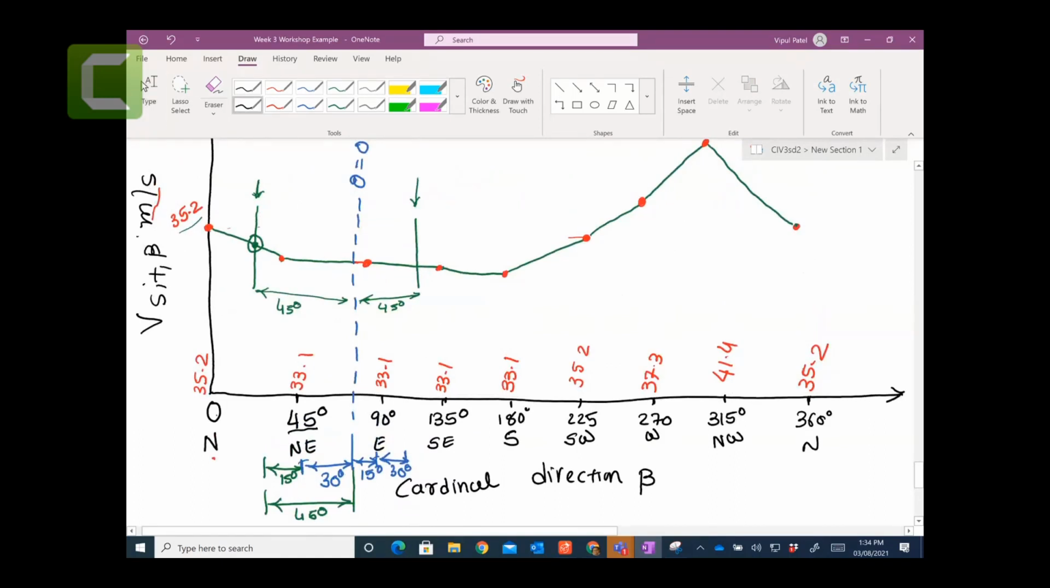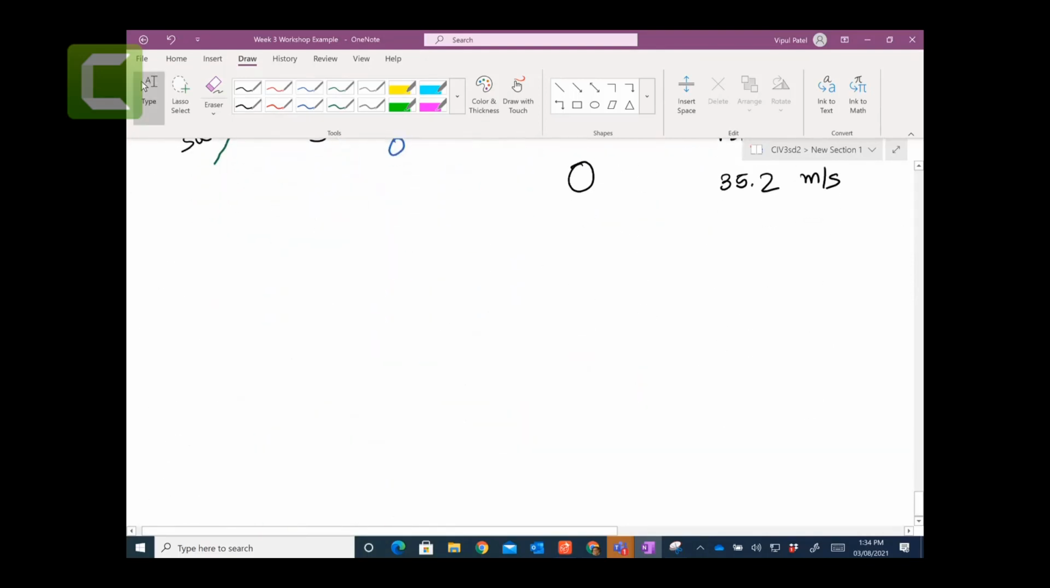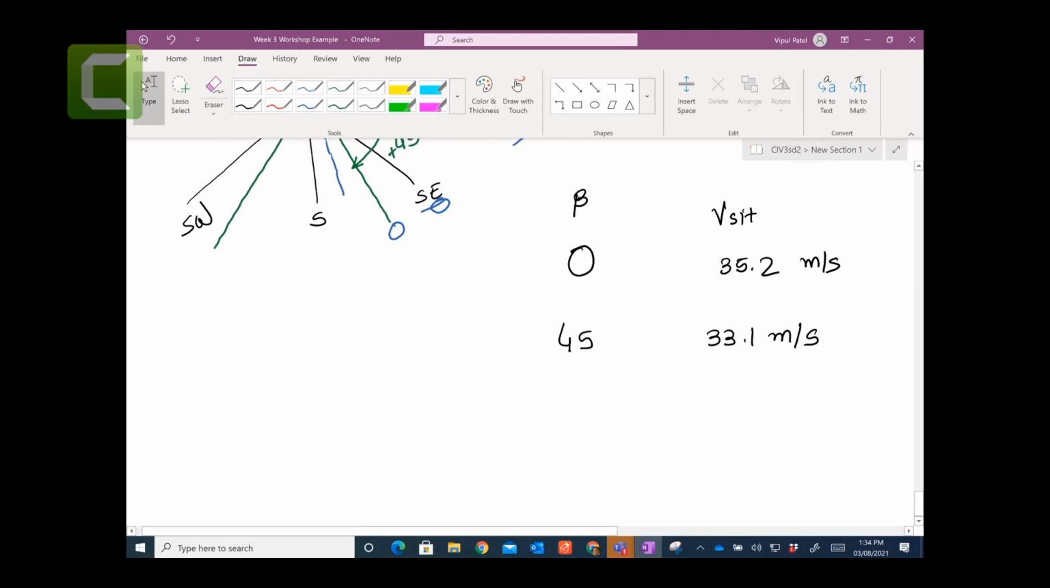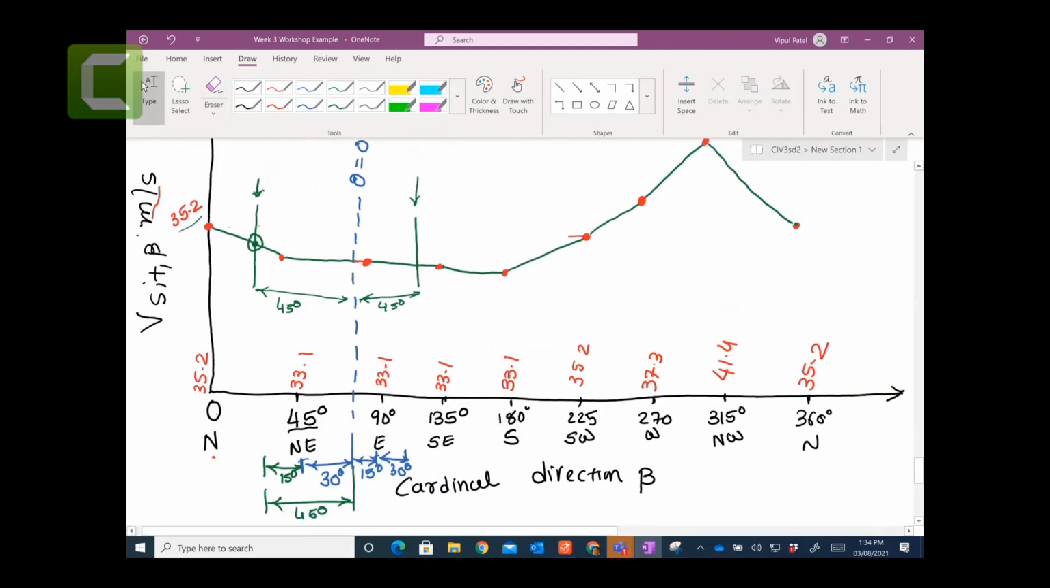When I have 45°, I have velocity of 33.1. So when I have 45, I have velocity 33.1 meter per second. Understand that? You can stop me if you don't understand that one. So I just copy that one.